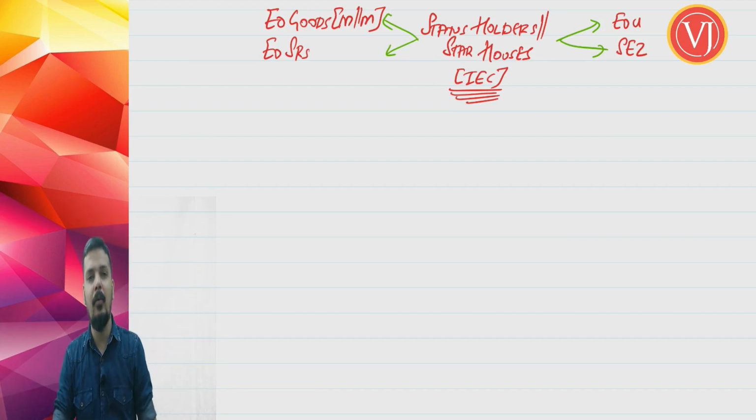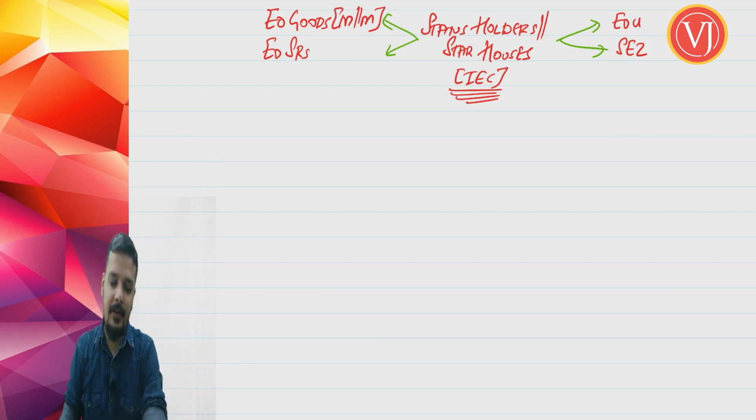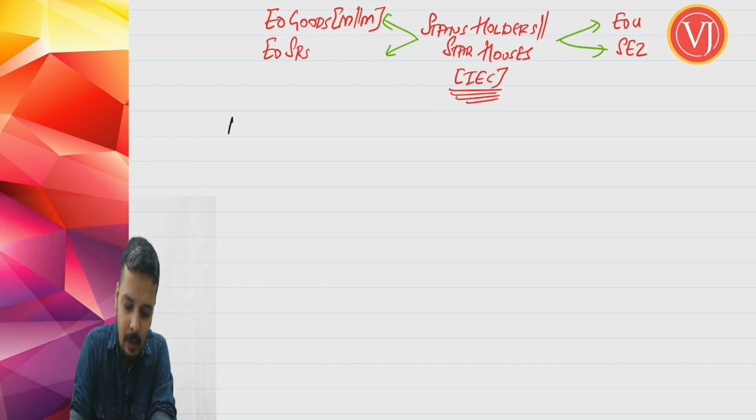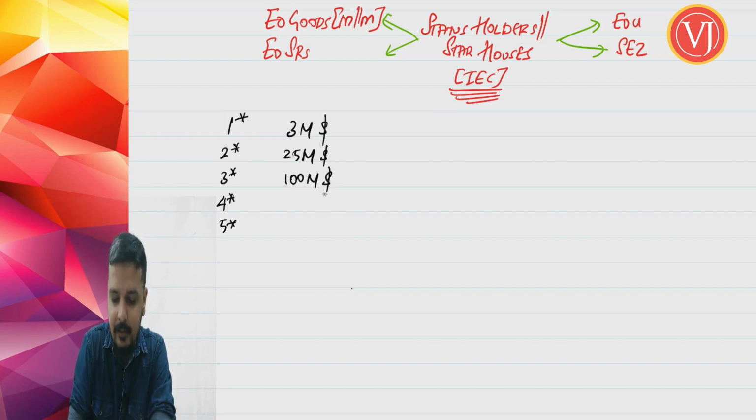Now how to decide what is a status holder? Based on your export performance, they'll be giving you status recognition. And friends, what is that status recognition? 1 star, 2 star, 3 star, 4 star and 5 star. 1 star, friends, is based on 3 million US dollars, 2 star 25 million US dollars, 3 star 100 million US dollars, 4 star 500 million US dollars and 5 star, friends, it is 2000 million US dollars.